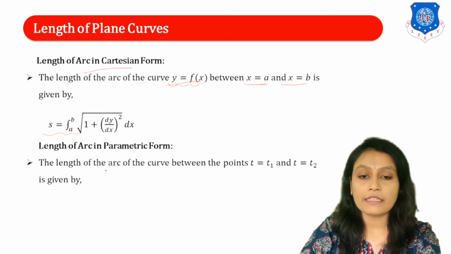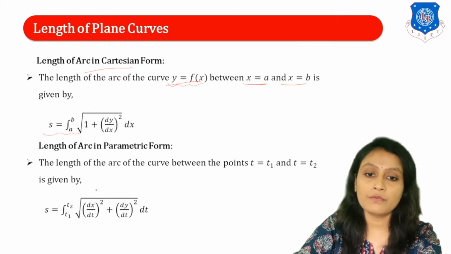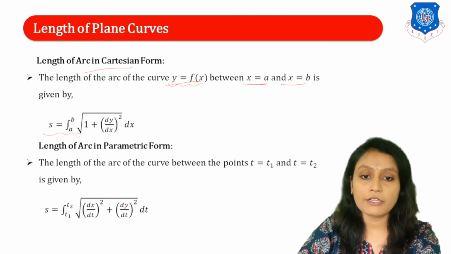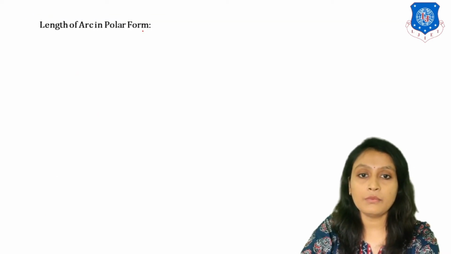The length of arc of the curve between the points t is equal to t1 and t is equal to t2 is given by s is equal to integration t1 to t2 under root dx by dt whole square plus dy by dt whole square dt. When the question is given in parametric form, we have to differentiate x with respect to t, y with respect to t, and simplify it, so you will get the length of arc in parametric form. Now we will find the length of arc in polar form.